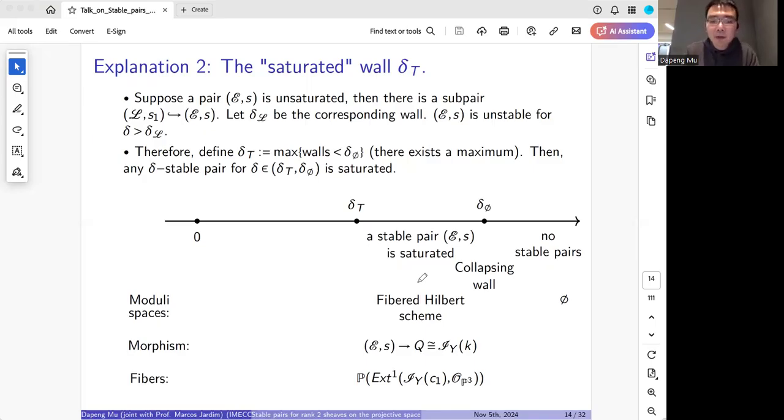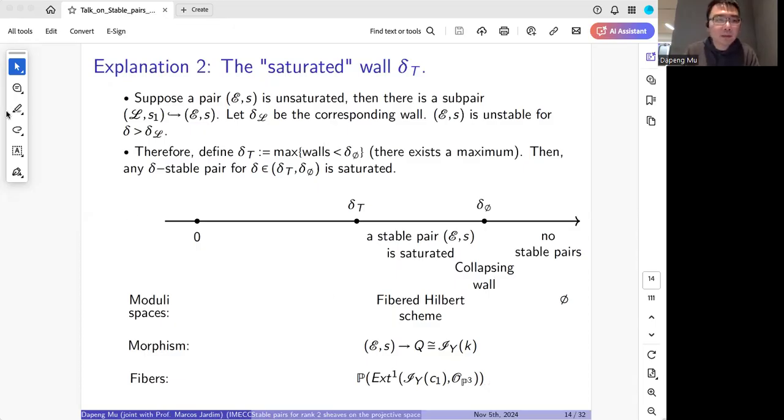Moreover, we can construct a morphism from the moduli of pairs to the Hilbert scheme. This morphism sends every pair to its cokernel. In this case, the cokernel is torsion free, so we are sending every pair to an ideal sheaf. So it induces a morphism from the moduli of pairs to the Hilbert scheme. The fiber of this fibration turns out to be the Proj of the extension class.